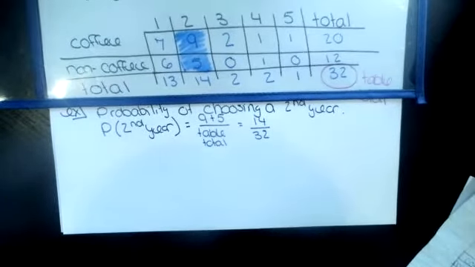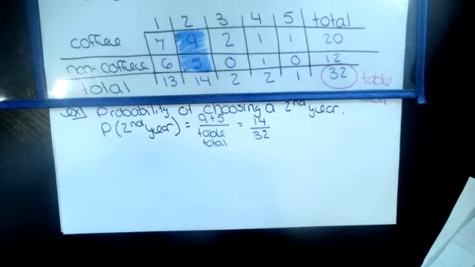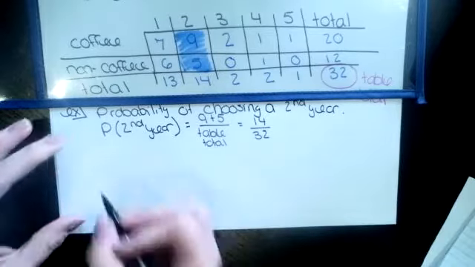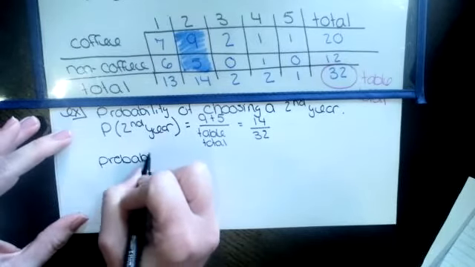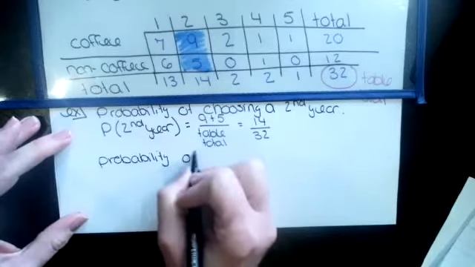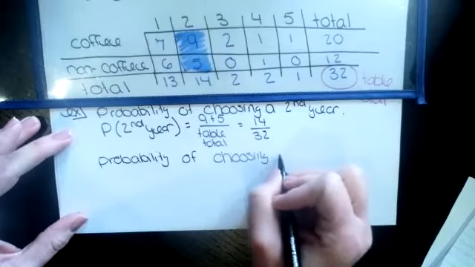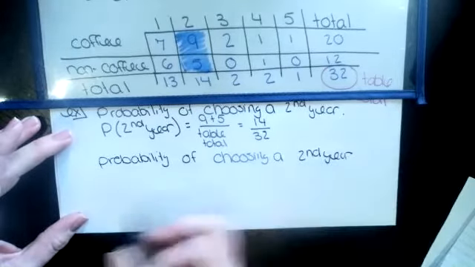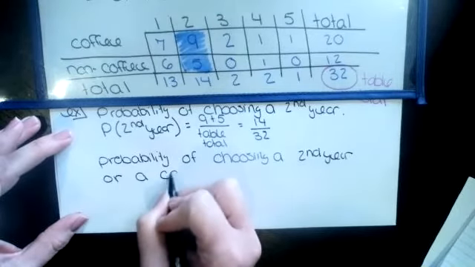So let's see here. What do I want to do? Let's take a look at the probability. Let's kind of combine a couple things. So let's look at the probability of choosing a second year student or a coffee drinker.